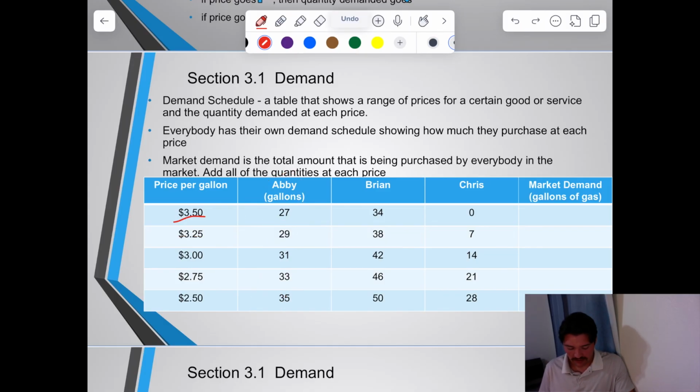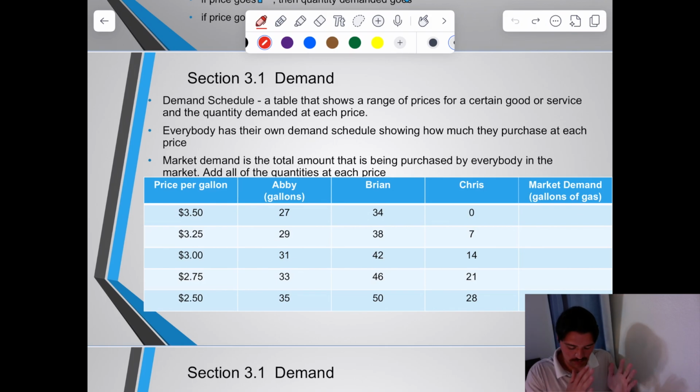Now, based off of the single price, that's your quantity demanded. There's the difference. Everybody has their own demand schedule depending on how much they purchase at each price. So based off of how much money you have or how much you really need something, that's going to change how much you're going to buy. The market demand is going to be looking at the total amount that is being purchased by everybody in the market.